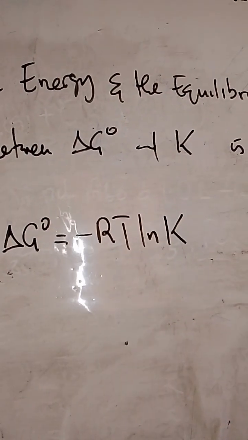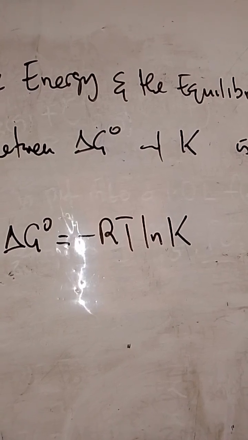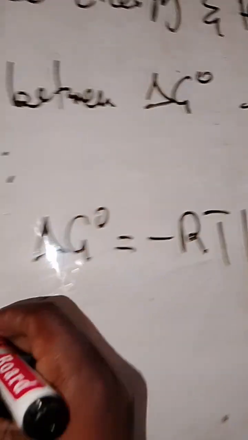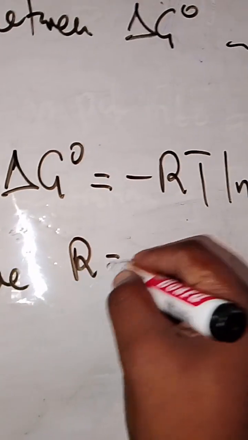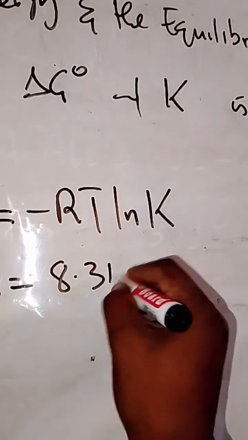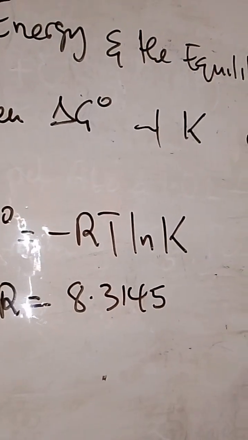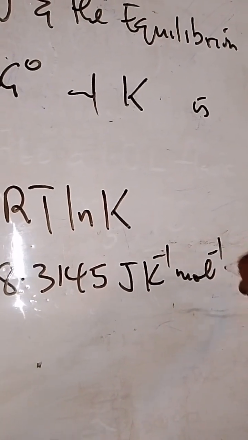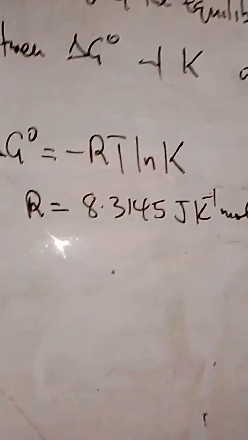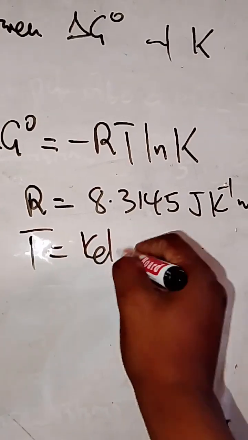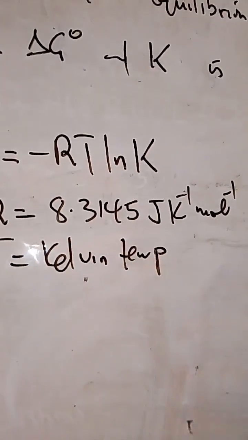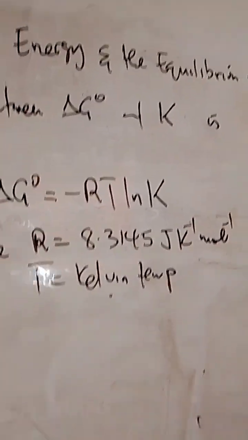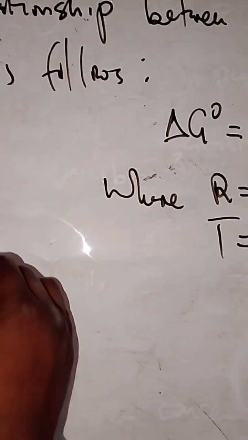Delta G is equal to minus RT ln K, where R is equal to 8.3145 joules per Kelvin per mole. This is the value for R. Then T is the temperature in Kelvin. So straight away let's look at the example.